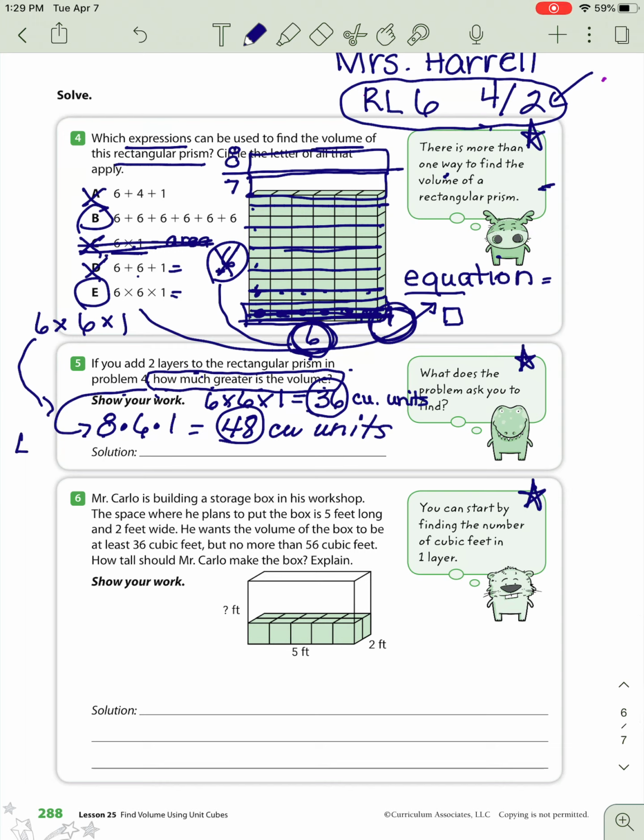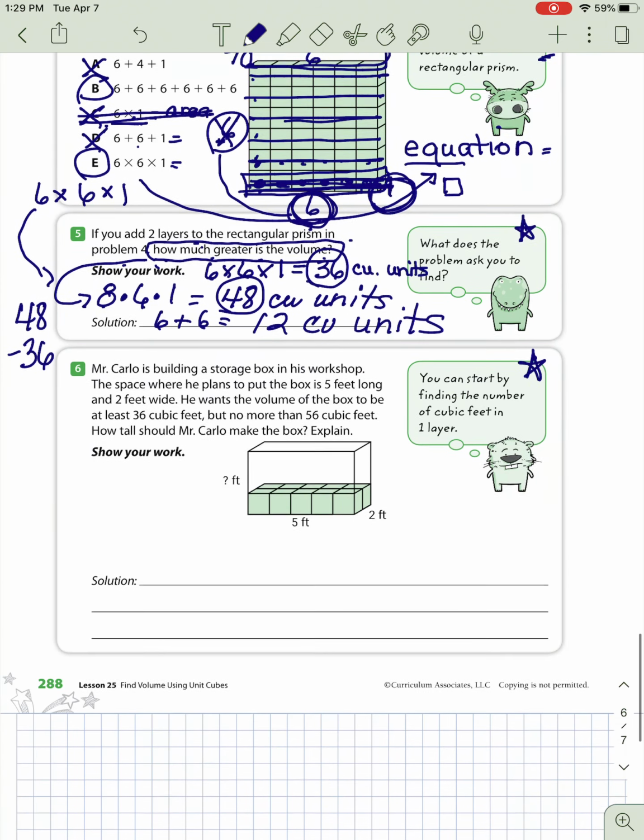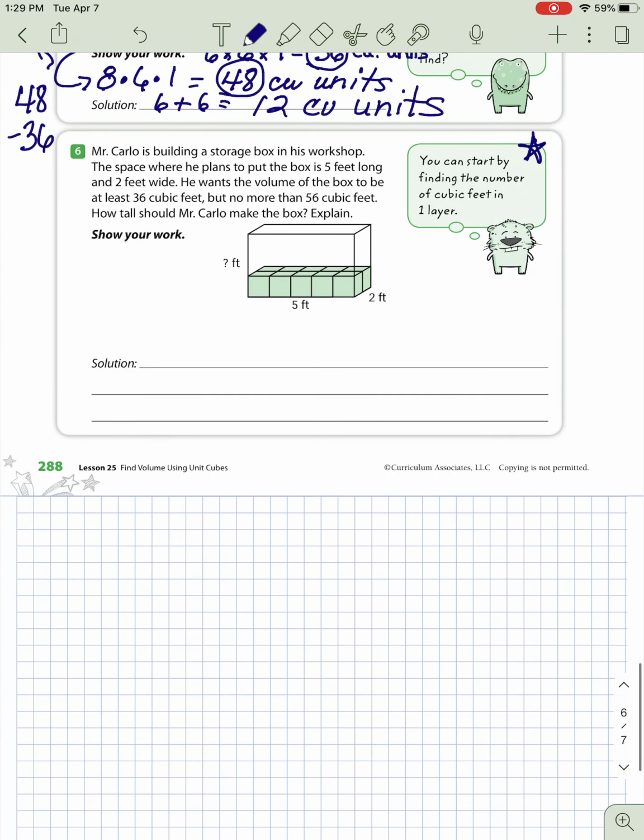Well, I could go ahead and do 48 take away 36, or I could have simply thought, well, this layer was 6, and this layer is 6. So 6 plus 6 is 12 cubic units. Lots of ways I could look at this answer.